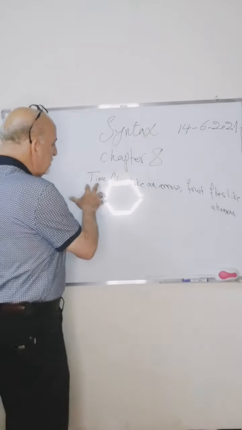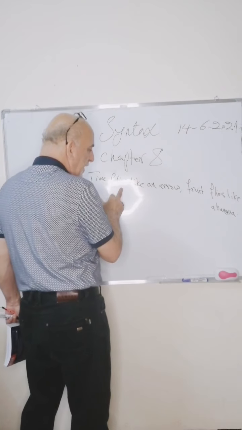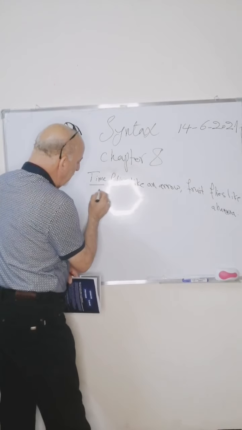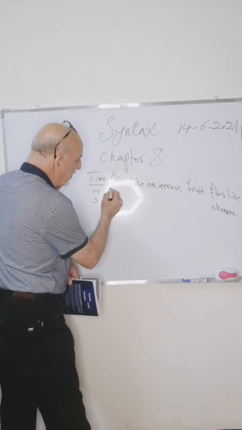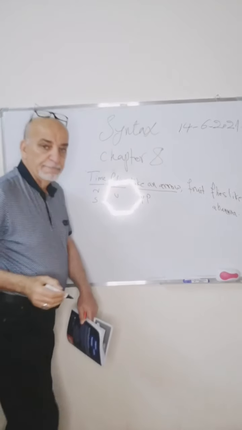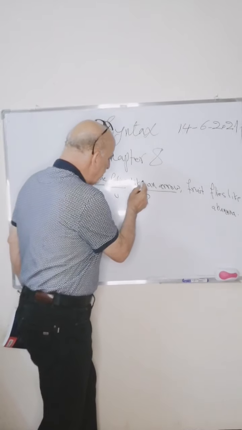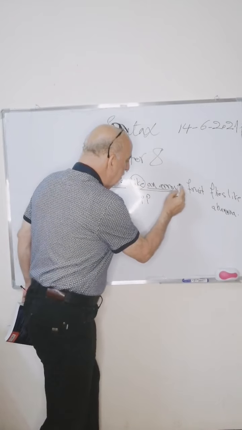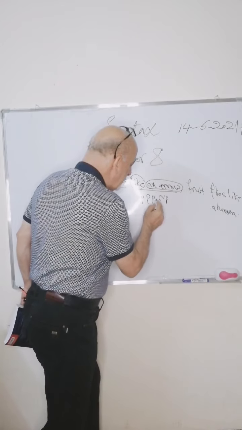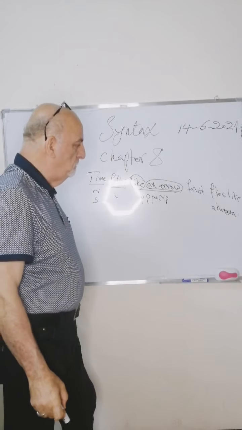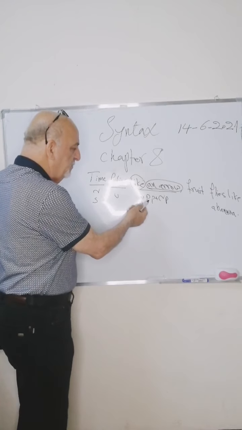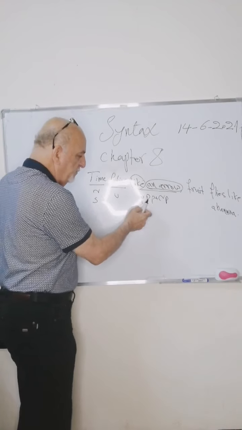Right. Now, time flies like an arrow. Time here is the subject, a noun. Flies is the verb. Like an arrow is a PP, a prepositional phrase. Like here is a preposition, and this is an NP. So we have a preposition plus NP, and overall subject or noun plus verb plus PP.